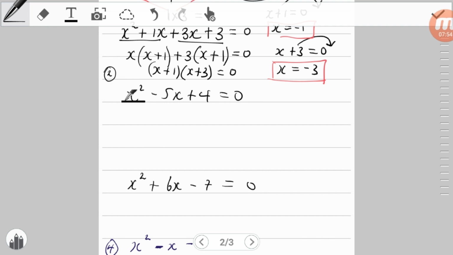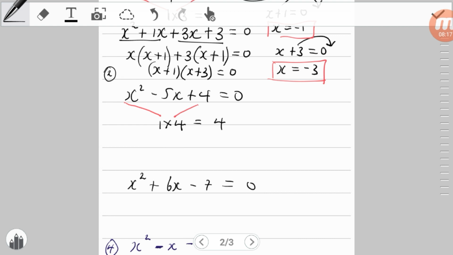Same procedure. We're going to be finding the product of a times c. Here we have a, which is the number in front of the square, times c. So now we end up with 1 multiplied by positive 4, and that's equal to 4.